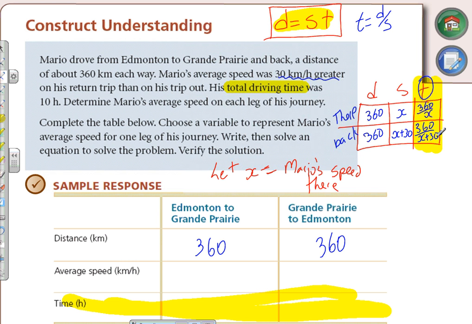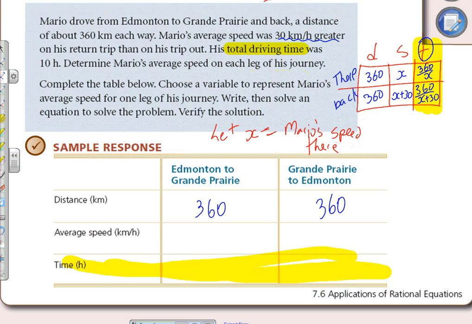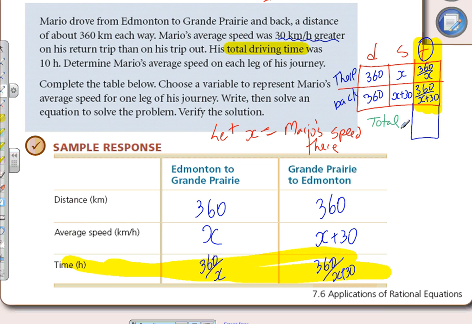I've got total driving time. I'm going to fill in this one for you down here. So this was x plus 30, and then 360 over x, and 360 over x plus 30. We have an extra little box here, which we're going to call total, for the total time. And the total time is made up of taking the time there and adding the time back, and that was 10 hours.